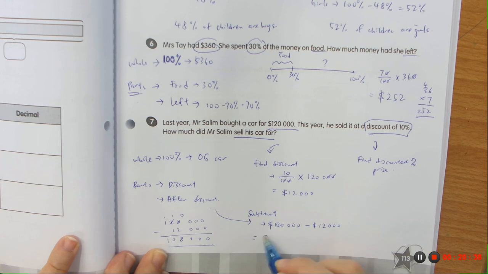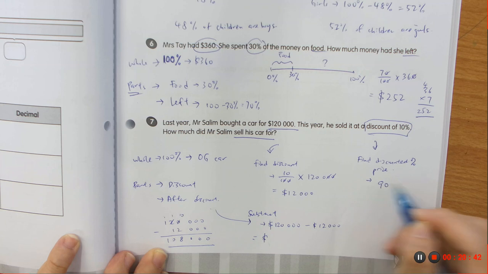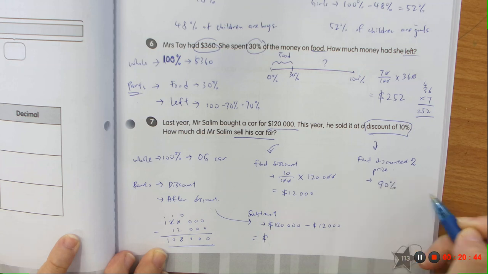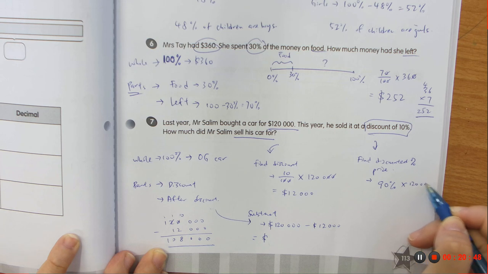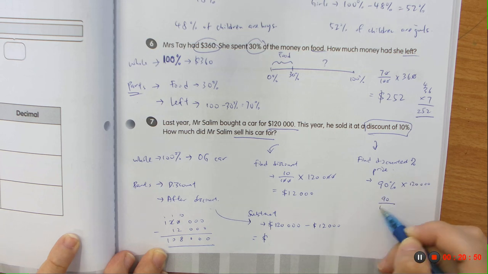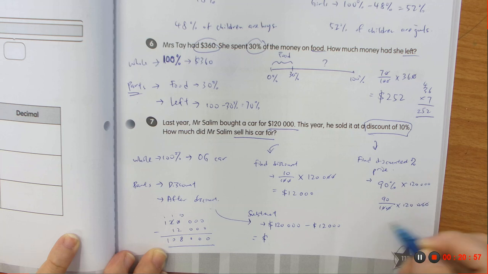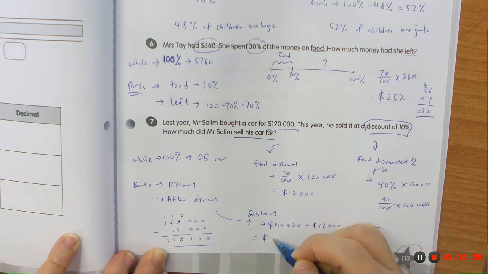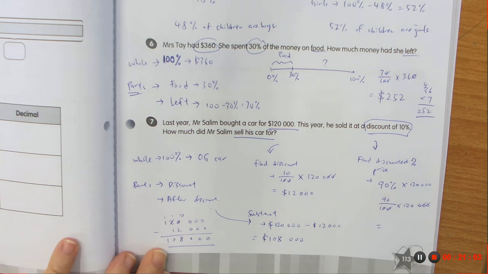Yeah. So the other method is after the discount it becomes 90%. After discount, so it's times 90 out of 100 times 120,000. We will also give you the same price of 108,000. It will give you the same amount.